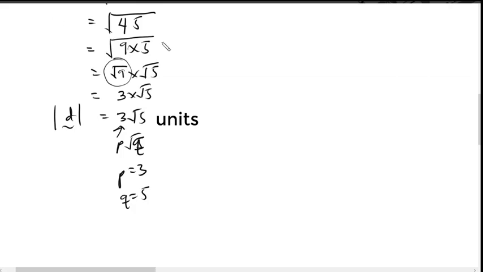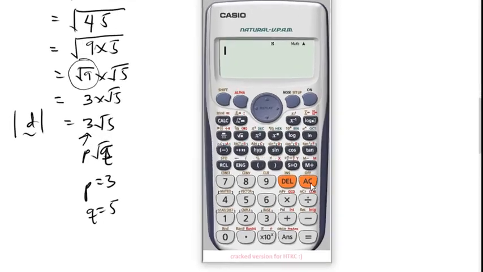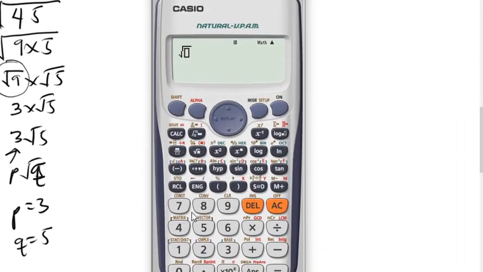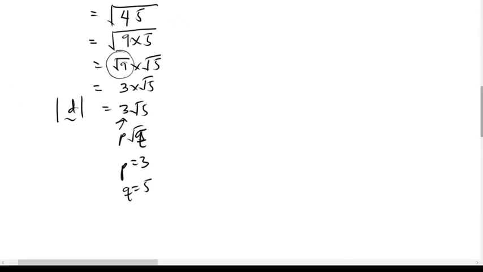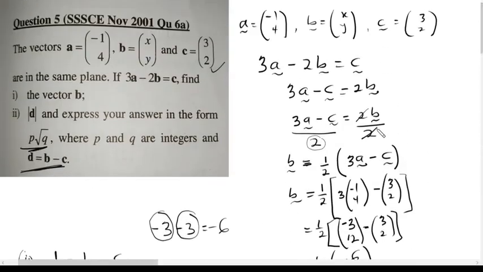When you get to this level, the root of 45, and you think you are struggling to do this, you can pull up your calculator if you want. Then you type root 45 and press the equal sign, and the calculator will give you the final answer, that is 3 root 5. Alright, so that is how we solve this question.